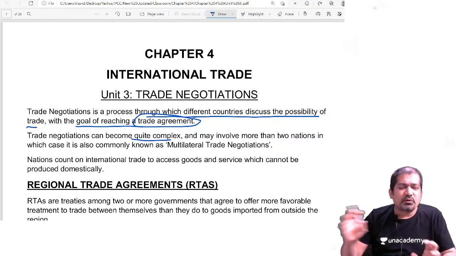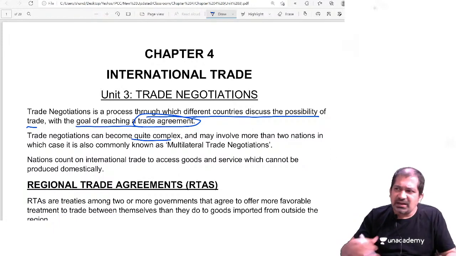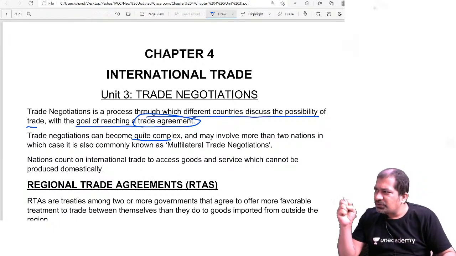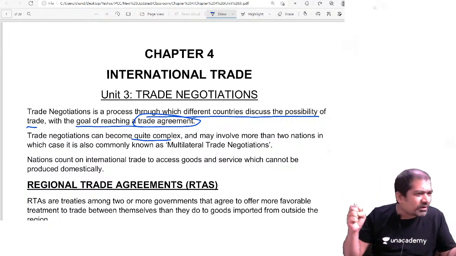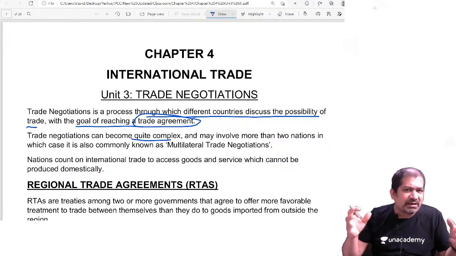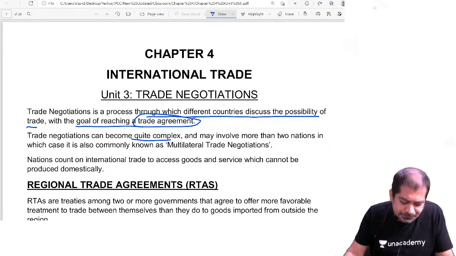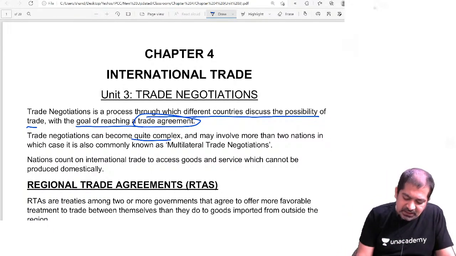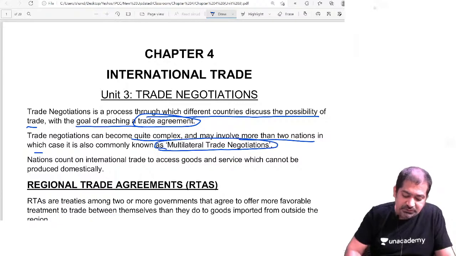So that's why two countries will sit down at a table and discuss. They will say, okay, I don't agree to these terms. I will not agree to these terms. So rather than fighting it out, let's find a common ground. Right, it can be quite complex and may involve more than two nations, in which case it is commonly known as multilateral trade negotiations. So multilateral trade negotiation will lead to multilateral trade agreements.